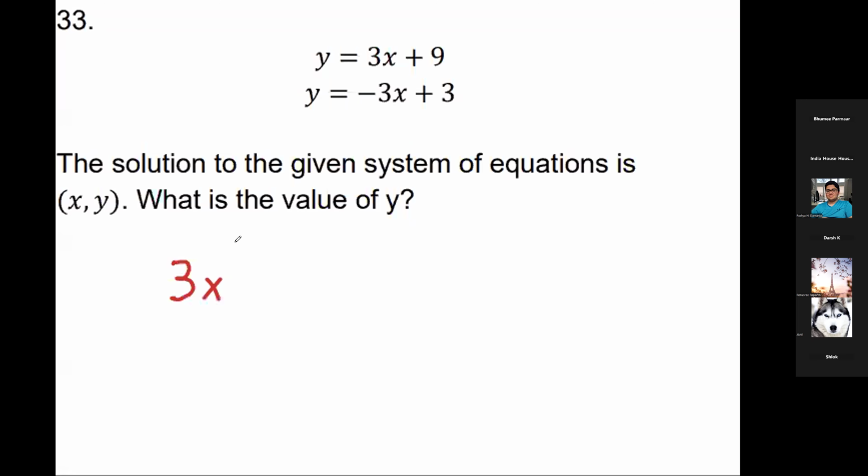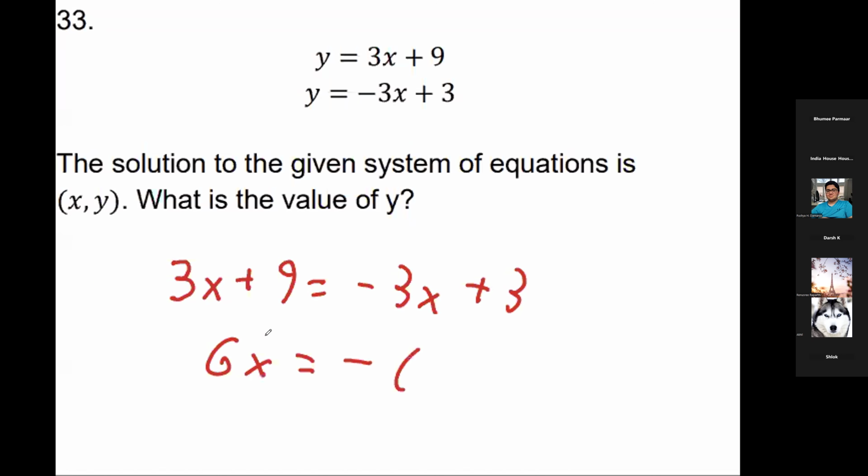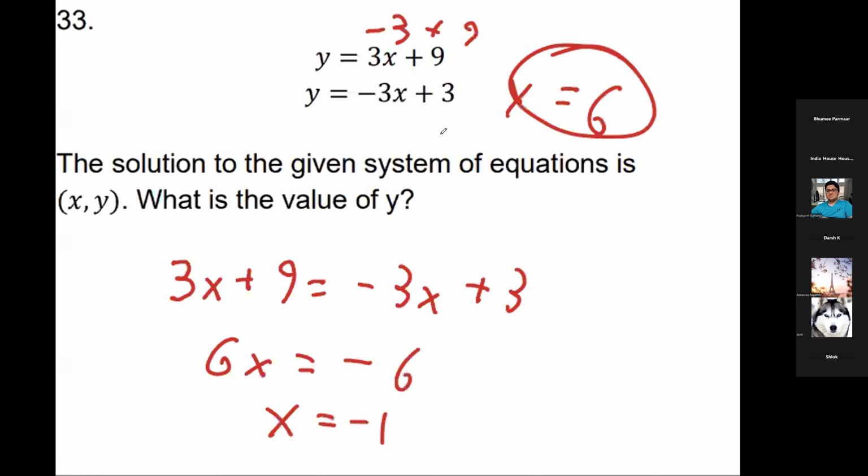So 3x plus 9 equals negative 3x plus 3. Add 3x to both sides and then subtract 9 from both sides. That gets us 6x equals negative 6. x equals negative 1. Plug in x here. So negative 1 times 3 is negative 3 plus 9. So y is equal to 6. That is the correct answer.